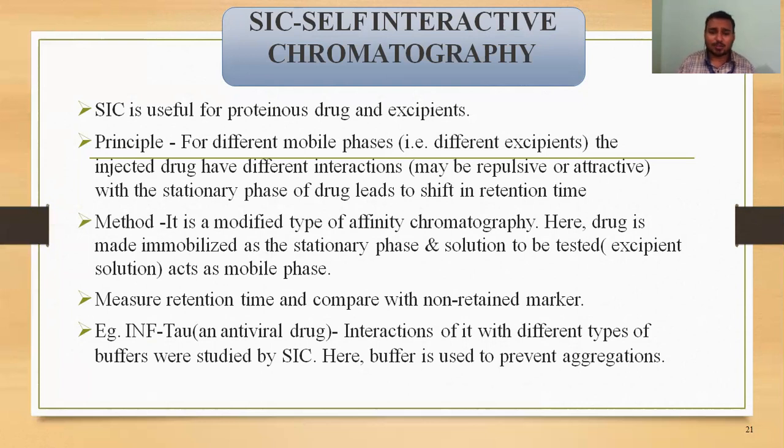So what is the method? How can you determine it? It is a modified type of affinity chromatography where the drug is immobilized on a stationary phase, and the solution to be tested, that is, the excipients, acts as the mobile phase. So measure the retention time and compare it with the non-retained marker, and we can conclude the interaction of the drug and excipients. So this is the process of self-interactive chromatography.